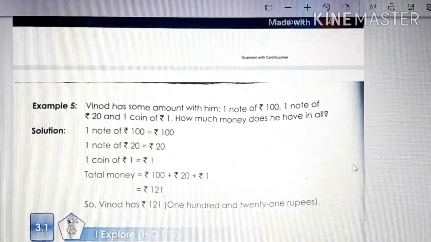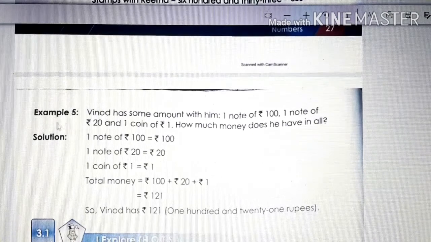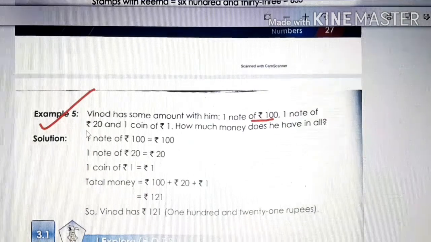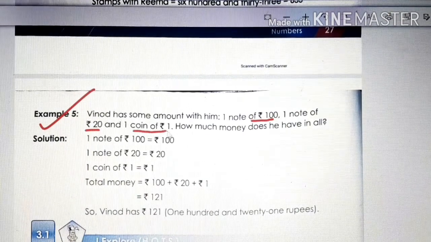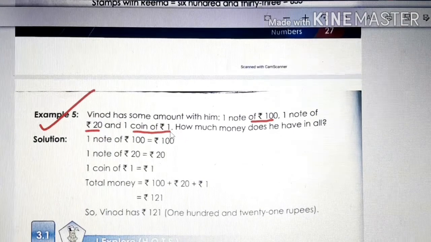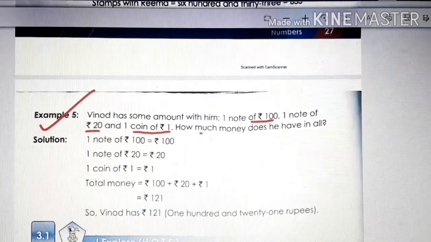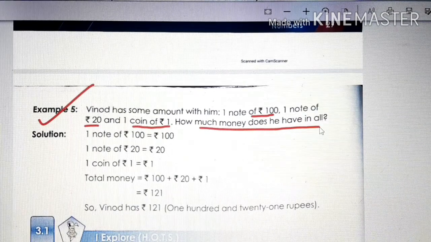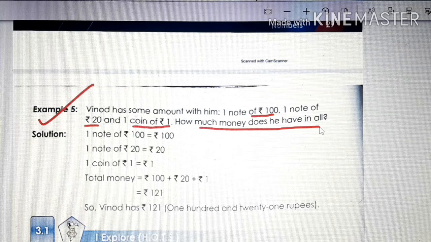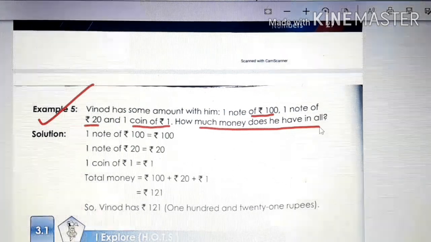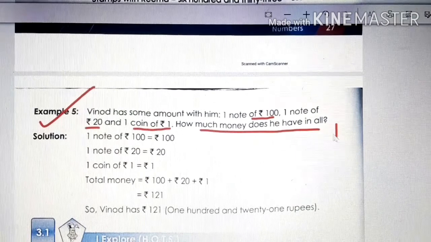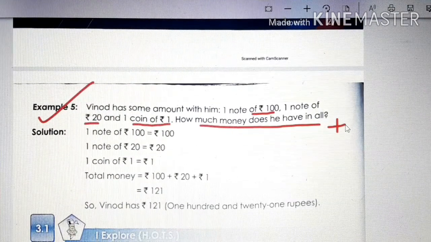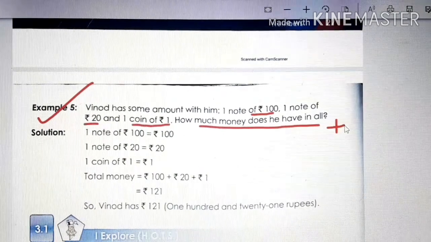Example 5, children. Vinod has some amount with him. One note of rupees 100, one note of rupees 20, and one coin of rupees 1. Clear? So how much money does he have in all? When we are asked to find how much money he has in all, what do we do, children? When we ask total, we add. We add all the amounts. Okay? So let's see how to do it.